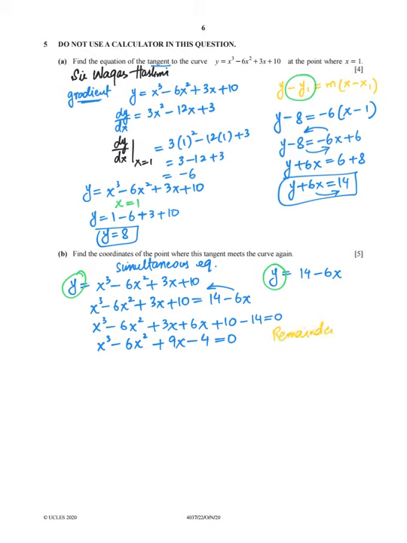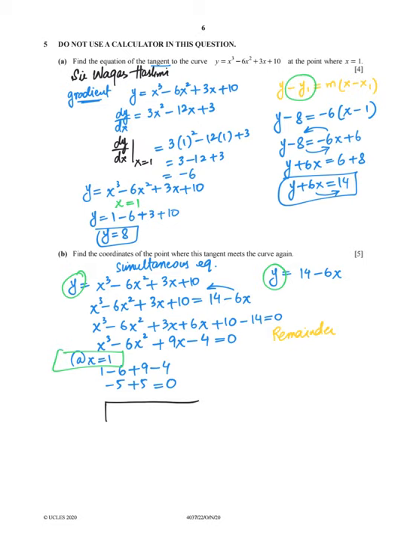So we need to find the value of x at which this equation equals 0, or we need to find a factor of this equation. So at x equals 1, it will be 1 minus 6 plus 9 minus 4. 1 minus 6 is minus 5, and 9 minus 4 is plus 5. So that equals 0. It means that we have a factor, that is x equals 1.